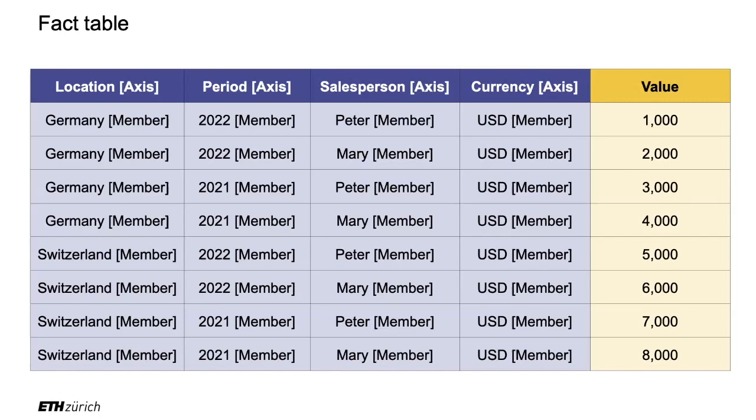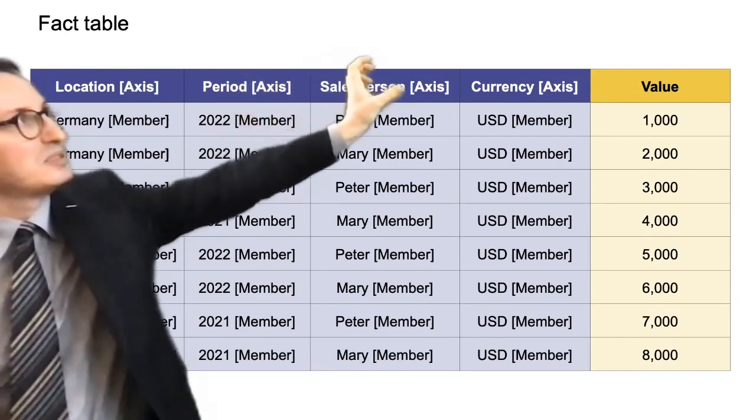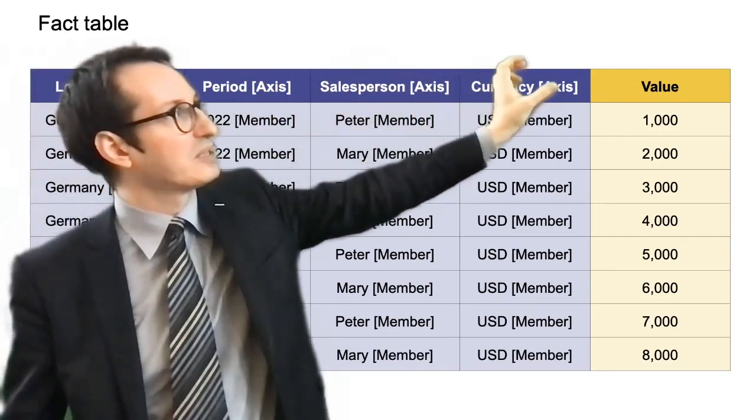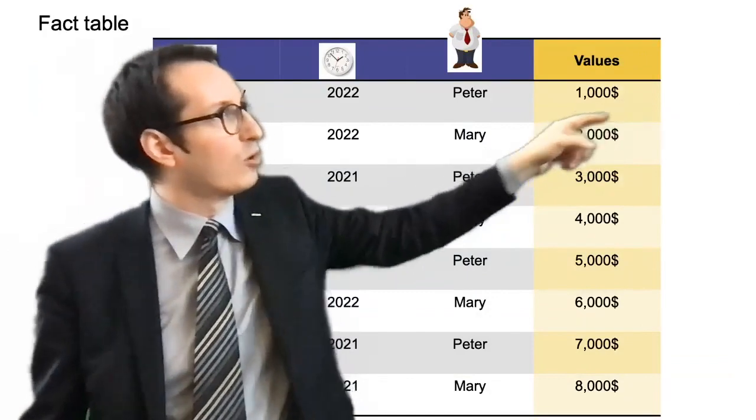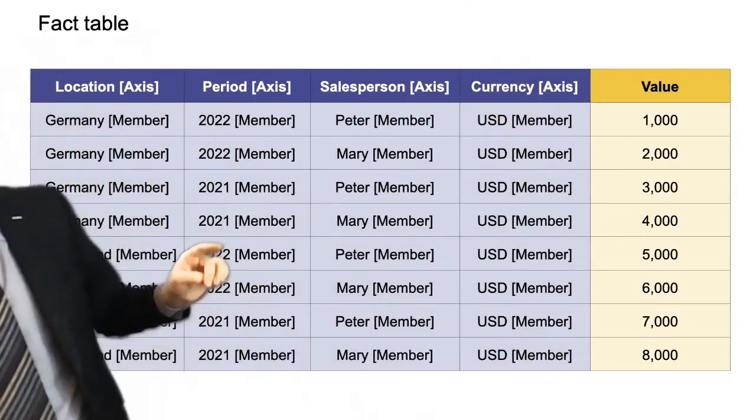This is typically the way you would see it, where you add these little rectangular brackets, the square brackets, to say this is an axis. This is the axis location. It's equivalent for dimension. This is the axis period. This is the axis salesperson. This is the axis currency. So instead of the dollar over there, you prefer to specify US dollar here as a member.